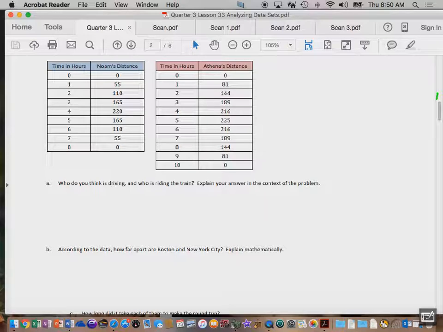All right, so take a look at, this is like a lame question, but we'll go through it. It's good for analyzing purposes. Take a look at the two tables and see what you think.